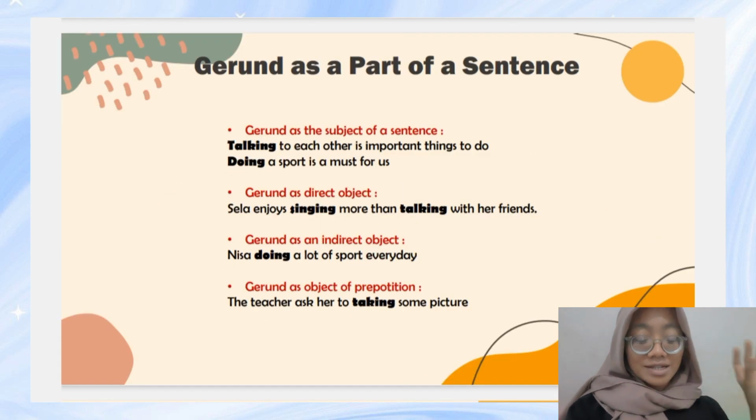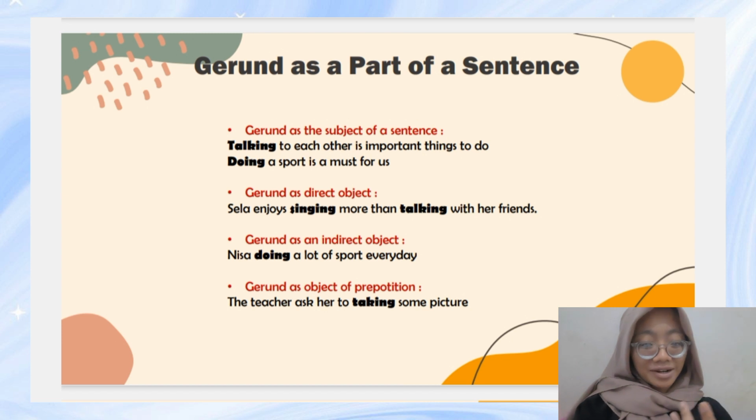Alright, I have a lot of examples. Gerund as a subject of a sentence: talking to each other is an important thing to do. Doing a sport is a must for us. Or maybe gerund as a direct object. Okay, I have an example of a sentence: Sela enjoys singing more than talking with her friends.